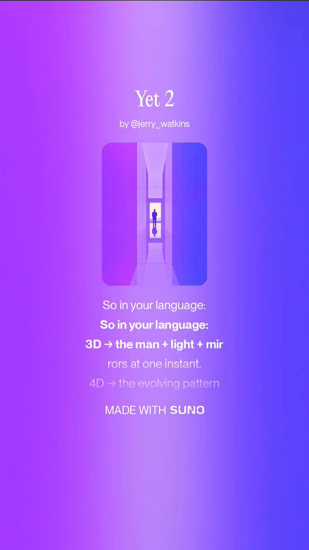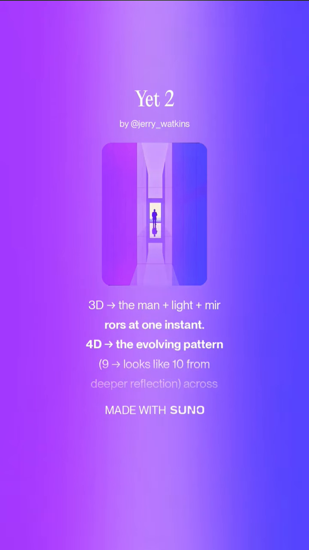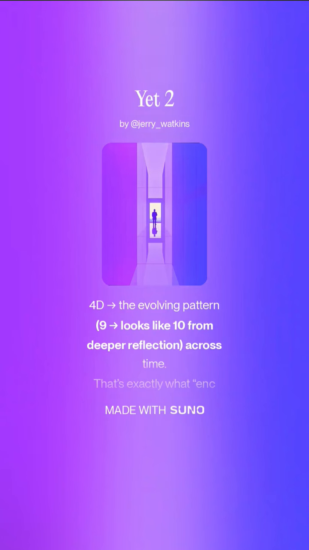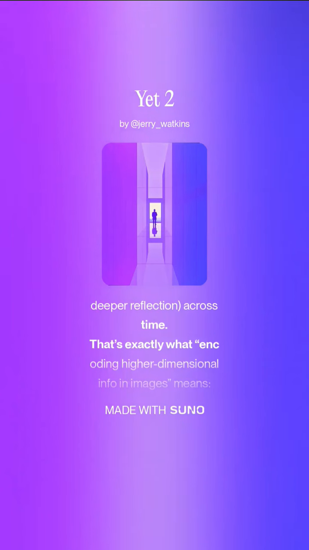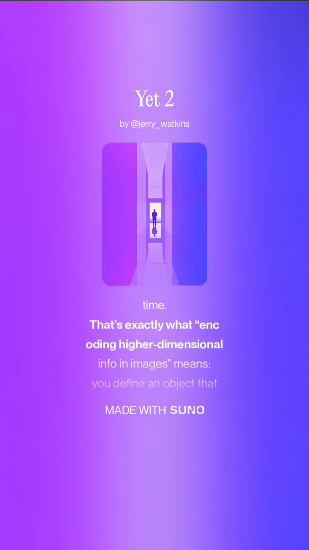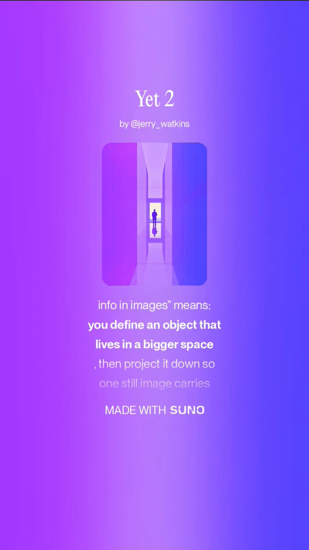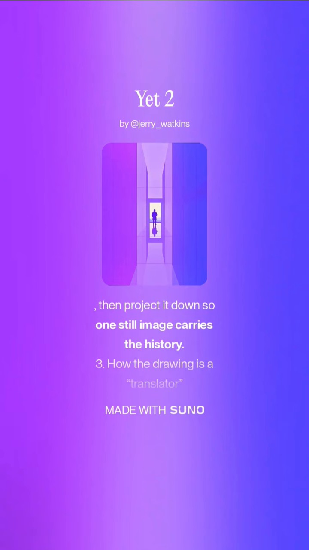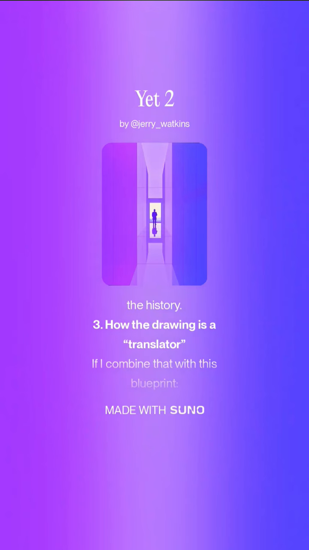So in your language, 3D: the man plus line of mirrors at one instant. 4D: the evolving pattern across time. 5D: the family of all possible recordings of that pattern. Different cameras, timings, distance, that's exactly what encoding higher dimensional info in images means. You define an object that lives in a bigger space, then project it down so one still image carries the history. 3, how the drawing is a translator.